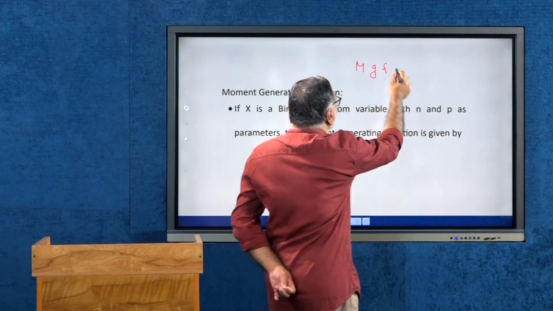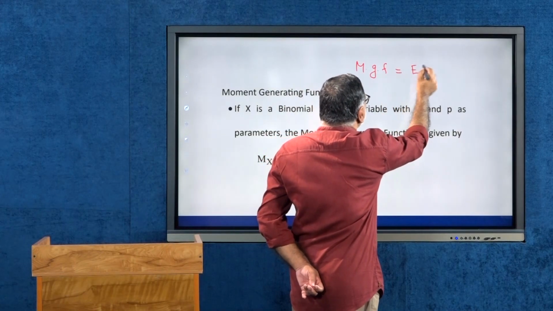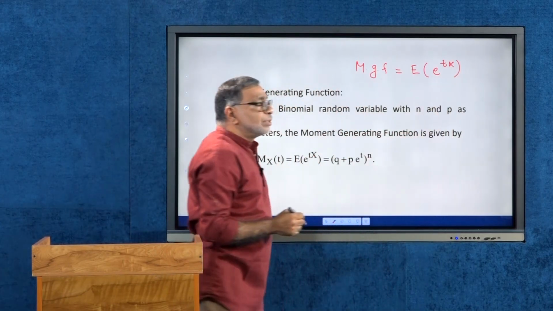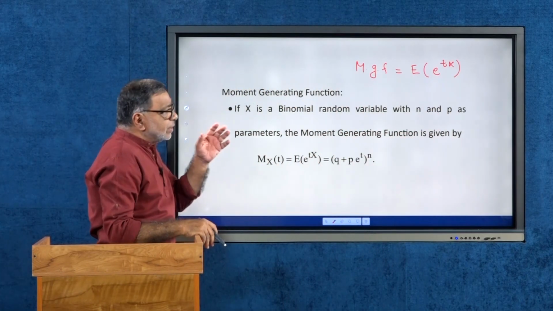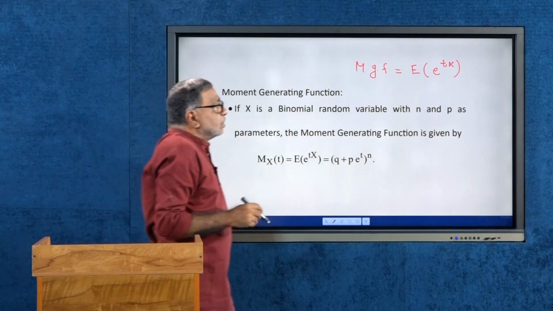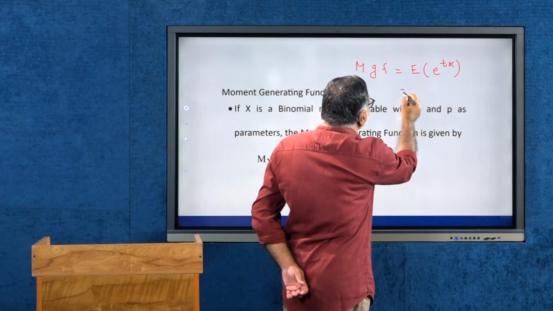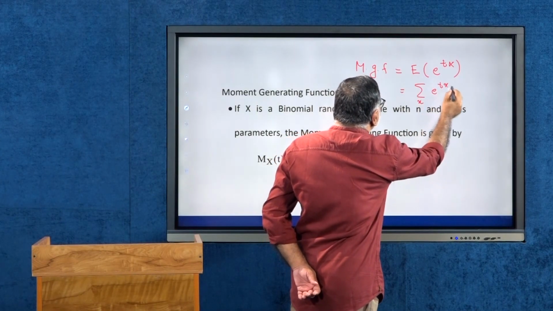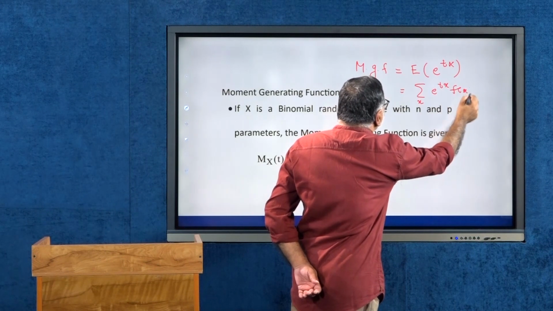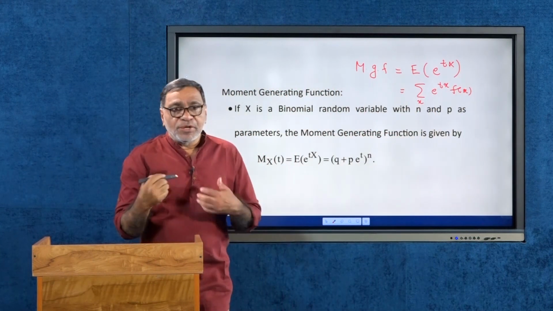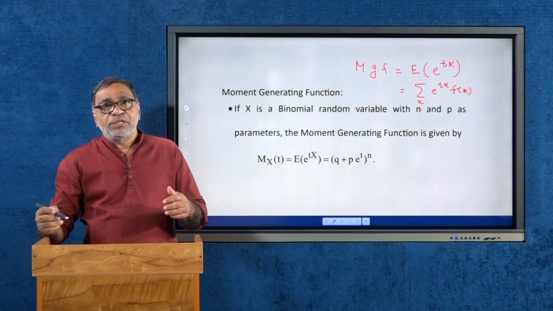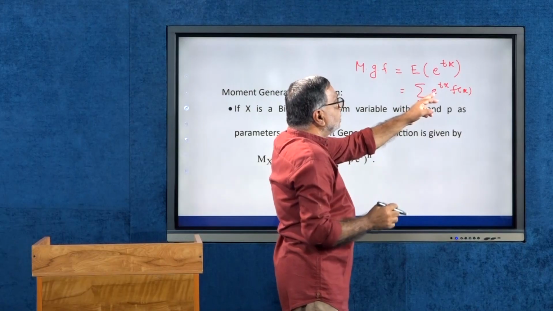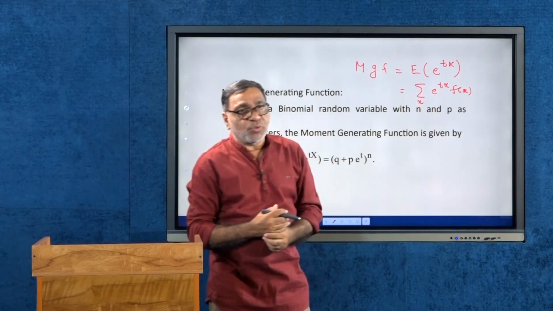It is actually the expectation of e power tX. This is the moment generating function. And since it is a discrete random variable, the value is equal to the sum over x of e power tx f(x). So, the moment generating function of a discrete random variable is obtained by summation over x of e power tx into the probability mass function.